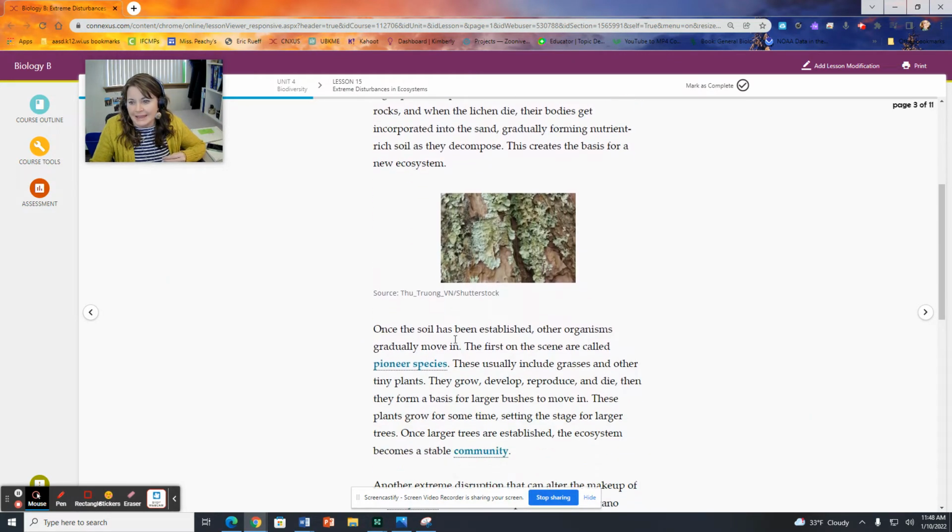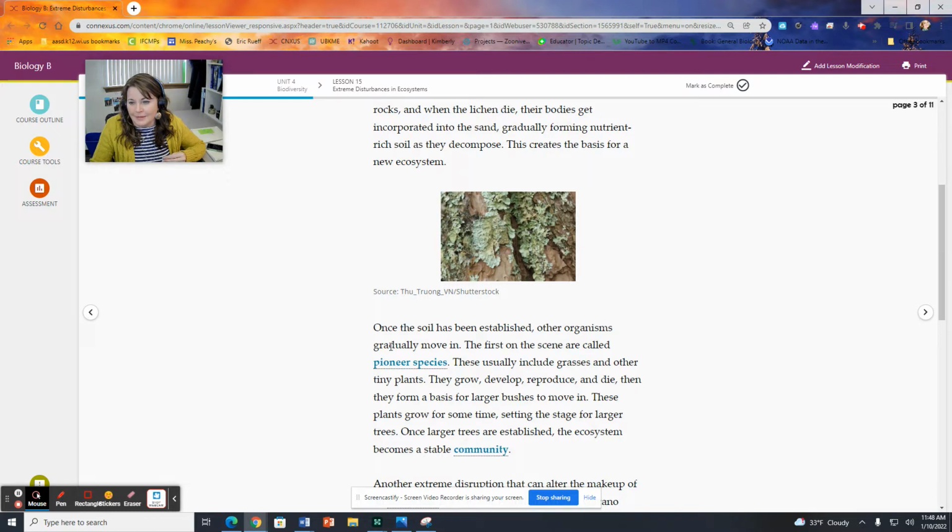These lichen help to form the soil, and then other organisms start to move in. Some very simple plants and potentially some insects and things that can fertilize or pollinate the plants, right? And so those very first organisms that move in, once that soil layer has started to form, are known as pioneer species. These are things like grasses and very low-lying bushes. They don't have a lot of water requirements because the soil's not going to be super moist at this point.